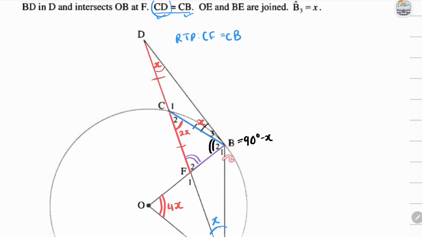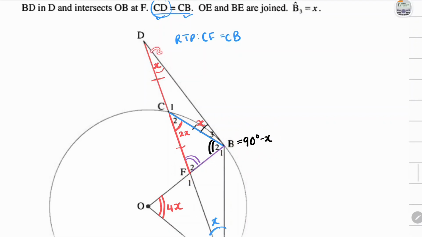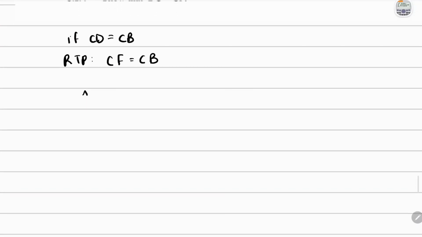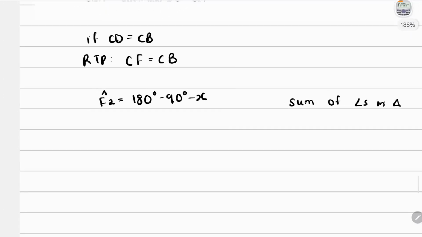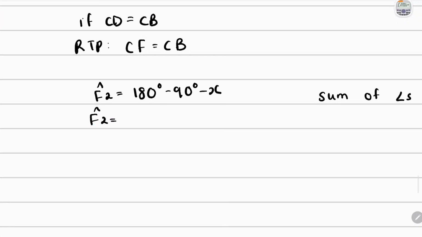Well, we could go through this whole thing of finding it here, which is fine. You can use this to find it. But I'm also seeing another, easier way to find it. Use this bigger triangle over here, because we know that here the radius and the tangent are perpendicular. So that's 90 degrees. This is x, and we just have to find angle F2. So angle F2 is equal to 180 degrees minus 90 degrees minus x, because the angles in a triangle add up to 180 degrees. Then angle F2 is equal to 90 degrees minus x.